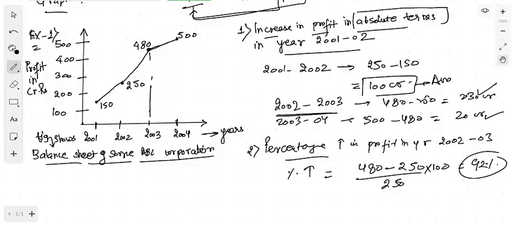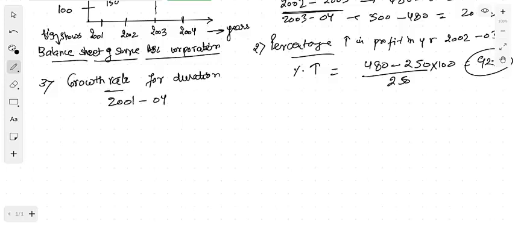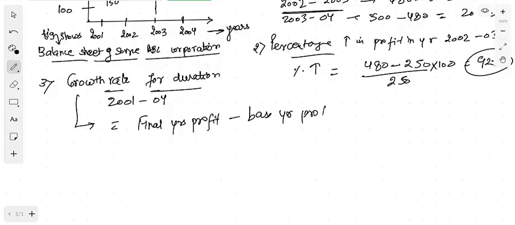Okay. Now the third thing, see, these are easy. We have discussed these things in percentage and also in profit and loss. So the third thing is growth rate for the duration 2001 to 04. You have to find the growth rate. How to find growth rate? Growth rate is equal to the final year's profit minus the base year profit, and this is divided by the base year profit.